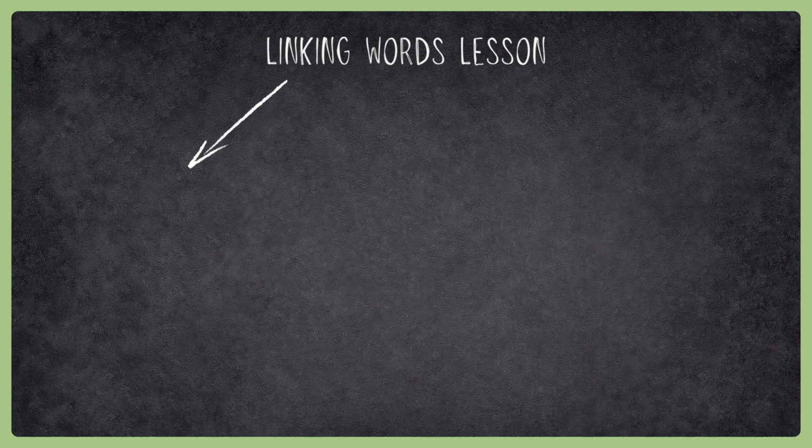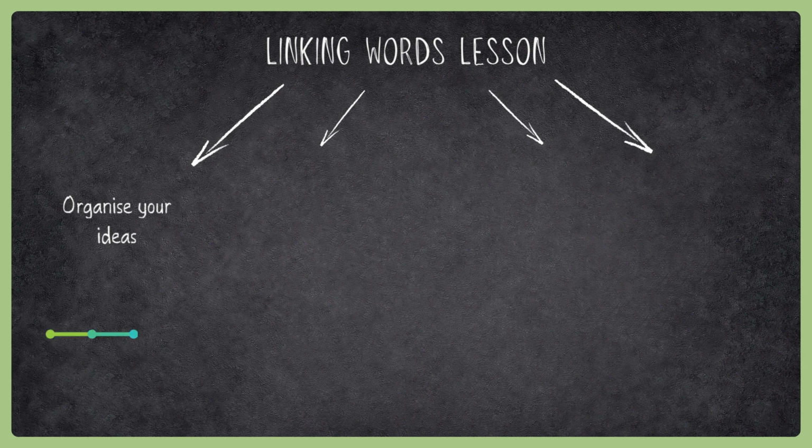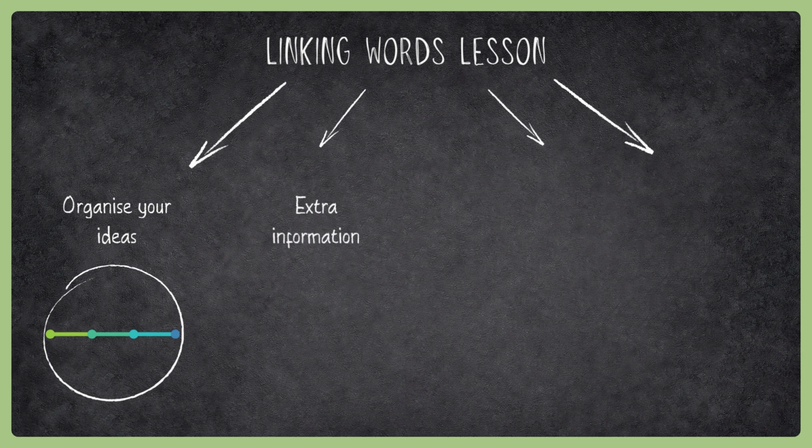Okay, before we start, remember, when you talk or write, you usually want to organize your ideas. For example, you say what happened first, what happened after, and finally, how it ended. You also want to add extra information that connects to your main idea. And to do that, we use linking words, also called connectors.